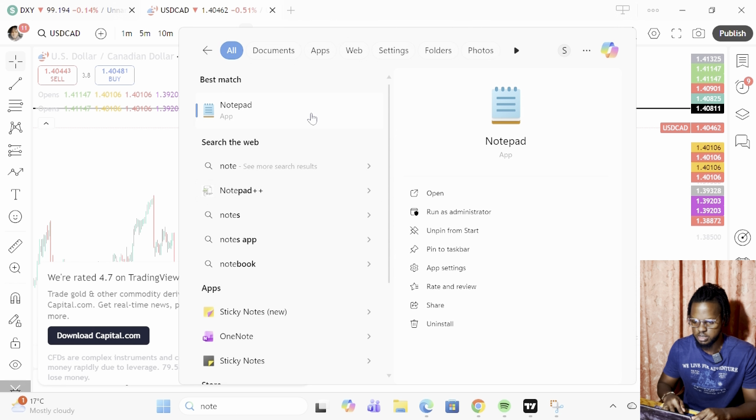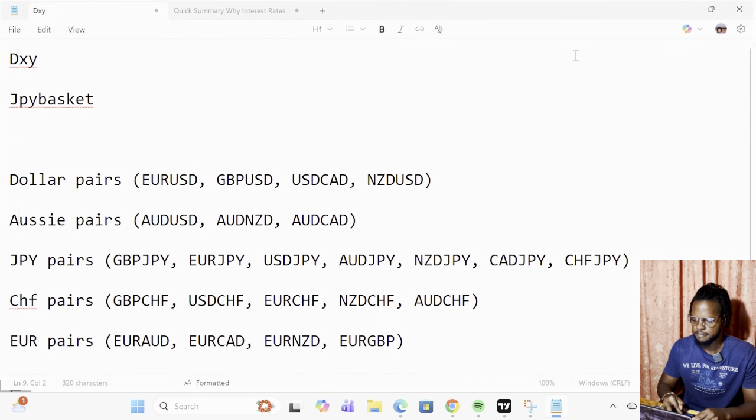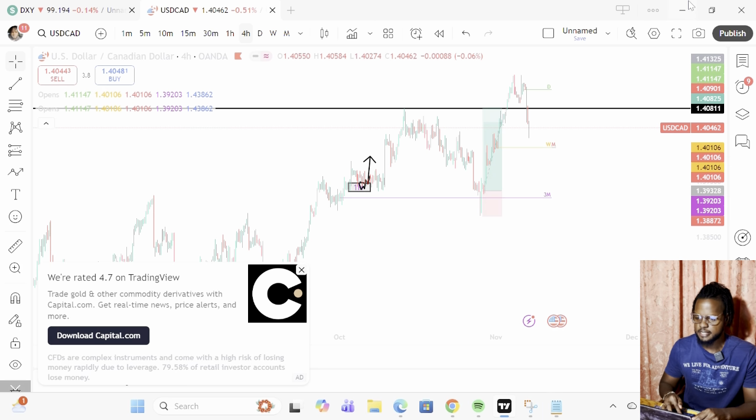Notepad. Let's go to the notes so we don't forget the order. There we go. So yeah, USD CAD is next.